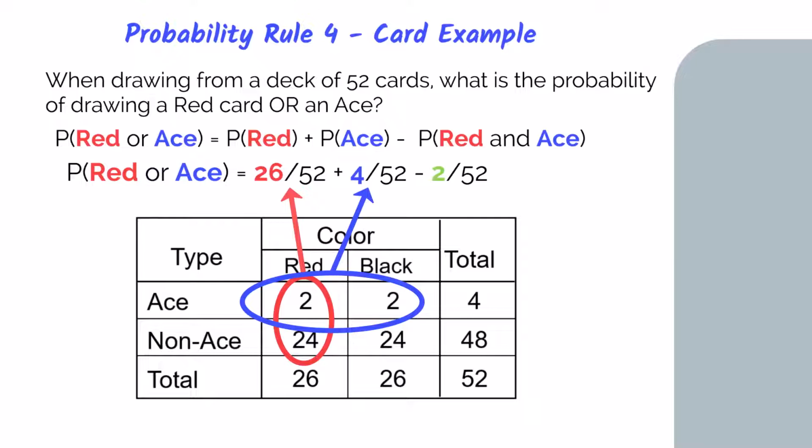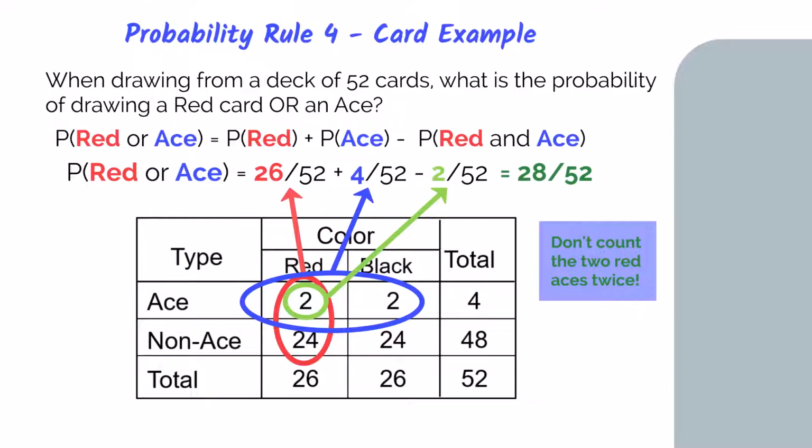Notice though that our probabilities for red cards and aces have an overlap of red aces. So we need to subtract 2 over 52. Remember, we don't want to count the red aces twice. So we have fractions here with the same denominator. We'll add up the 26 and the 4 and then subtract 2 over 52, and we get 28 over 52. So the probability of drawing a red card or an ace is 0.54.